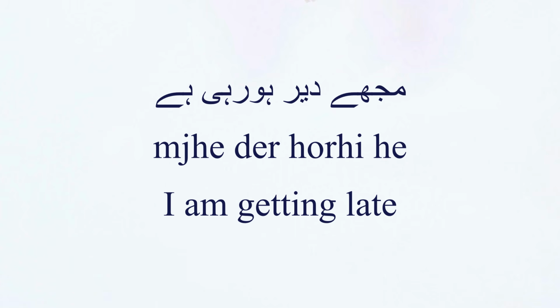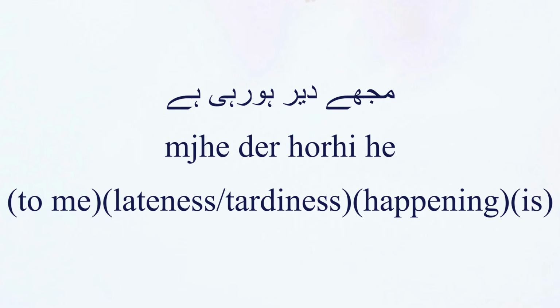The next one is really important, which is देर होना. देर होना is to be late. मुझे देर हो रही है. I'm getting late. Or if you want to use the literal translation, it is lateness is happening to me. Hona is to happen or to be. And देर is lateness. It's a noun. So lateness is happening to me. मुझे देर हो रही है.